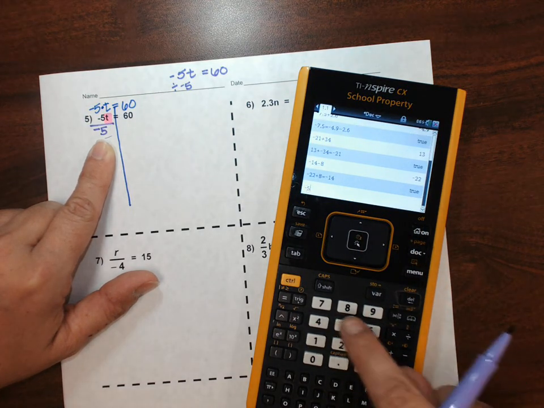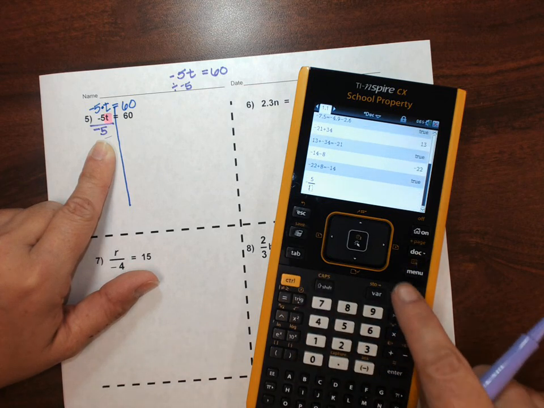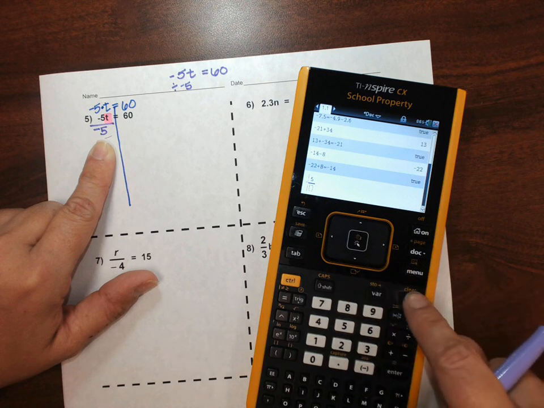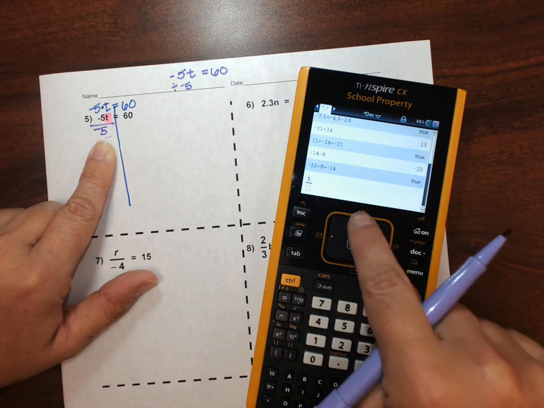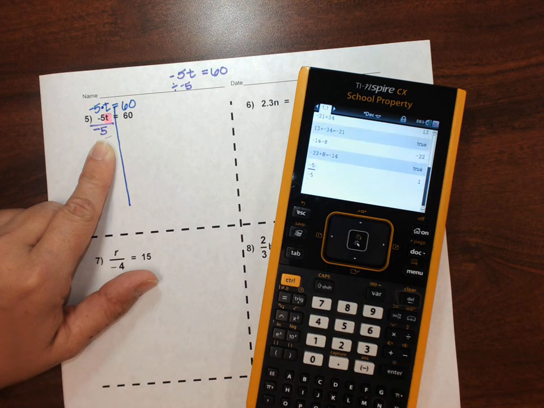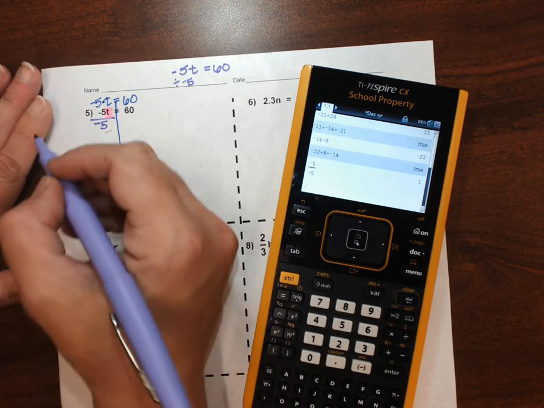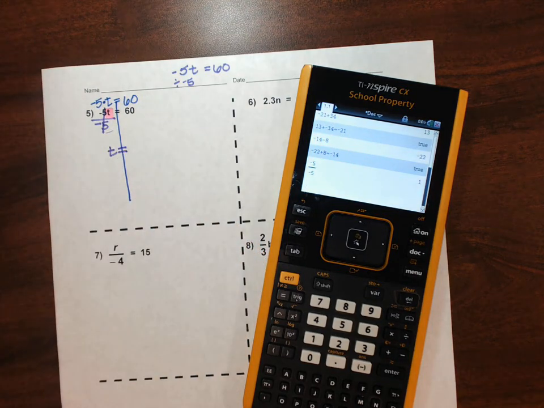We're going to say -5 divided by, and what I'm going to do so you can kind of see it is I'm going to put that negative next to that 5, because that's how it looks on your paper, right? -5 divided by -5. Do you see how that equals 1? So these cancel out, and you're only left with 1t.